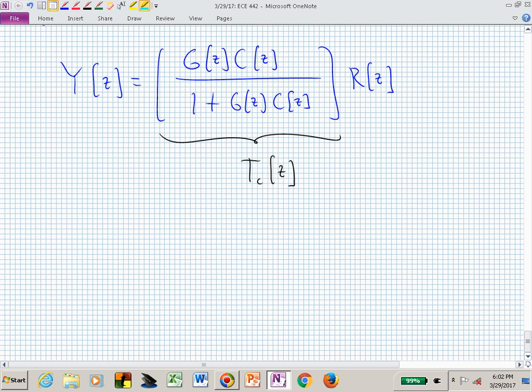We formulate the desired transfer function. We start with a T sub C of Z. We have a G of Z. Now we have to solve for C of Z. And we know they are connected by this expression.